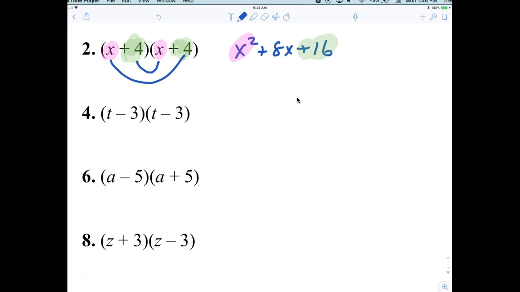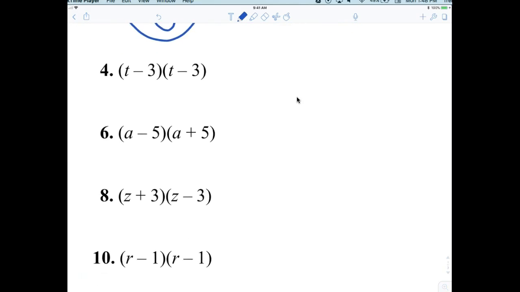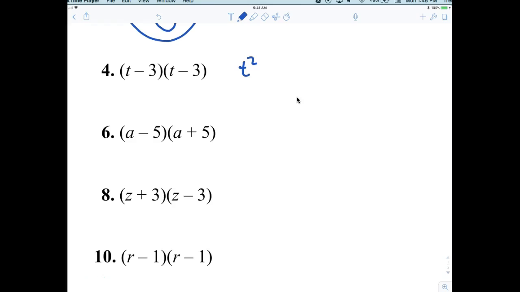Now, for question number 4, what's t times t? Everybody writes t squared down. Then you do your 2 smiley faces. Negative 3t and negative 3t is negative 6t. Brilliant. And then negative 3 times negative 3 is positive 9. Exactly correct. Who's having issues?